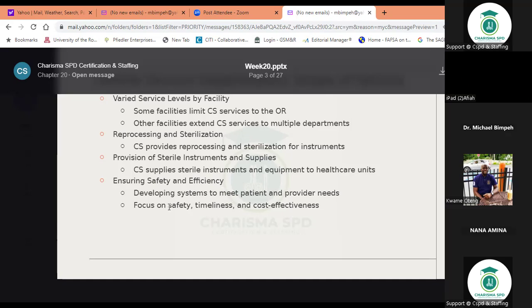Then the safety. If something has to pass through the sink, the IFU, the information for use, says it has to go through the ultrasonic. You don't skip the ultrasonic and go straight to the washer. I mean, take me very seriously. You are going to see some of these things where people cut corners. It's not acceptable. Let's go by the IFU.